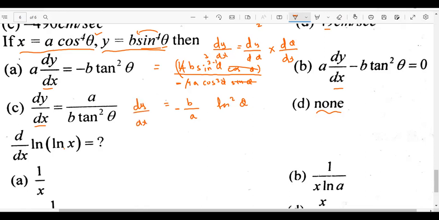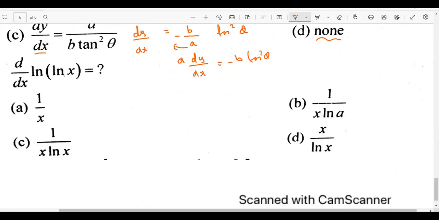Now I need to choose from all these options. So I need to simplify this first. So let's think if it could be a or not. I can take this a to the other side. B, it is a. Because if it was b, there would have been a plus sign before. Yes, I didn't see that. All right, that's okay. But yes, so the answer would be, I can simplify this into dy by dx equals minus b by a tan square theta. Very good.